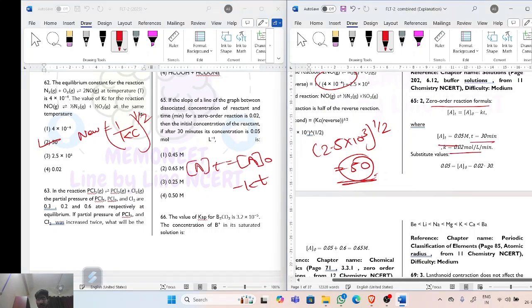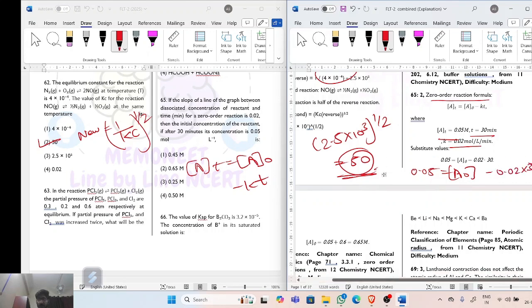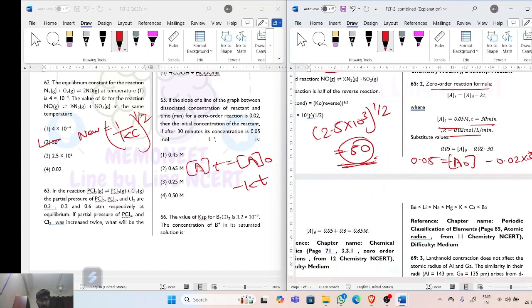So directly putting everything into the formula, we get 0.05 is equal to the concentration of [A]0 minus 0.02 into 30. If we solve, we get the answer as 0.65. So option number 2 is our correct answer.